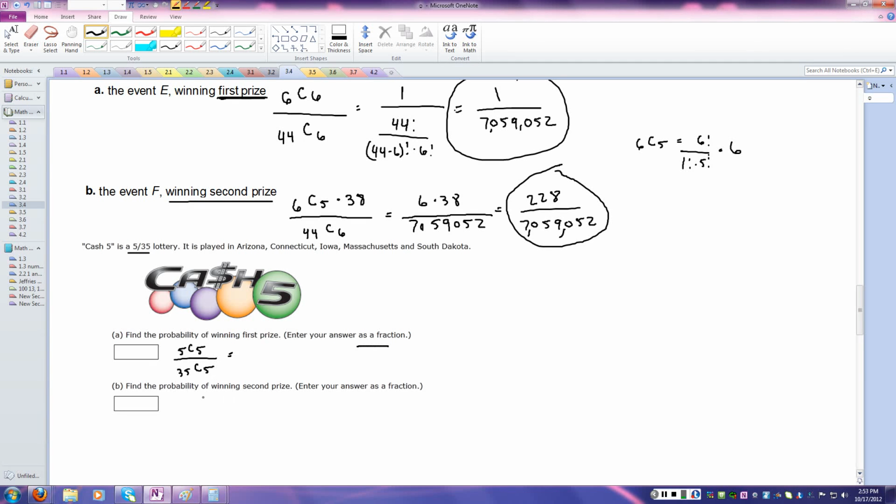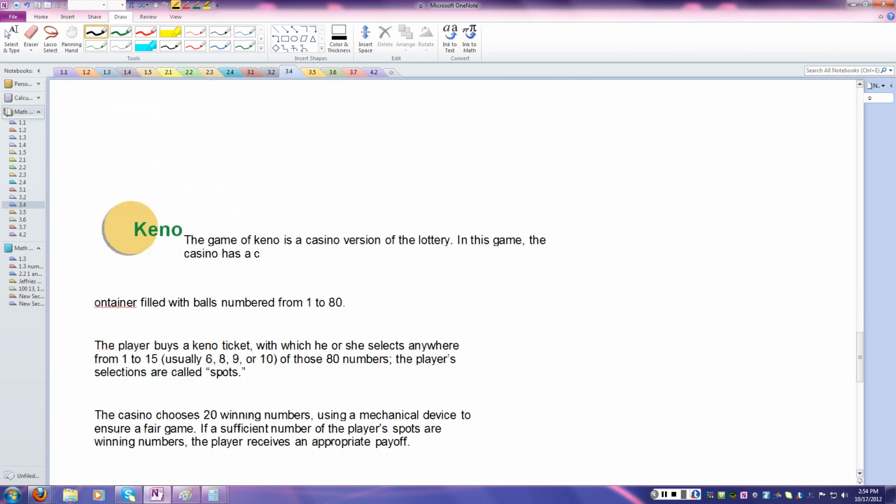The winning second prize would be 5 choose 4 times 30, because there's 30 losing numbers, over 35 choose 5. So the nice thing on these problems, once you find the denominator, it's the same in both part A and part B. So I'll let you guys work on some of those.